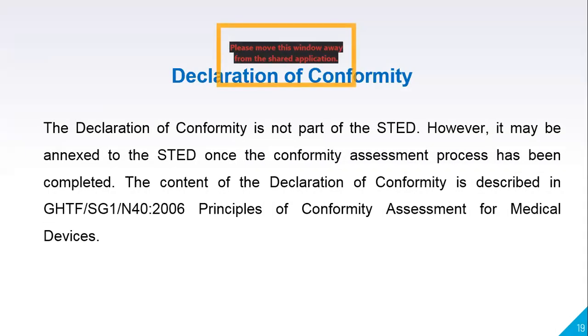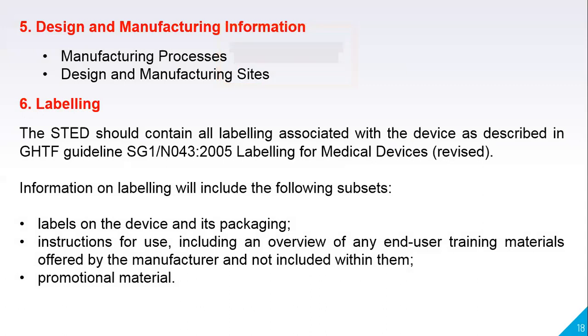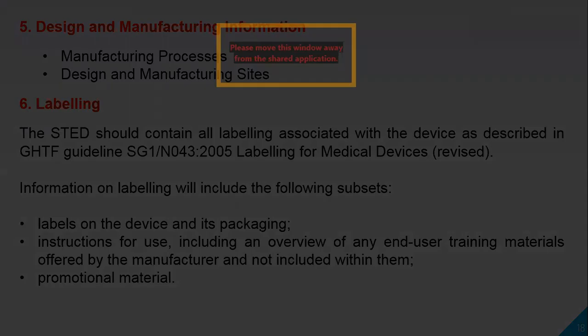So these 6 points are the 6 components that come under the STED format. They are not submitted individually. These 6 points are combined together. They can be submitted in the form of one technical document to the regulating authority. Then it is called a STED, summary technical document.